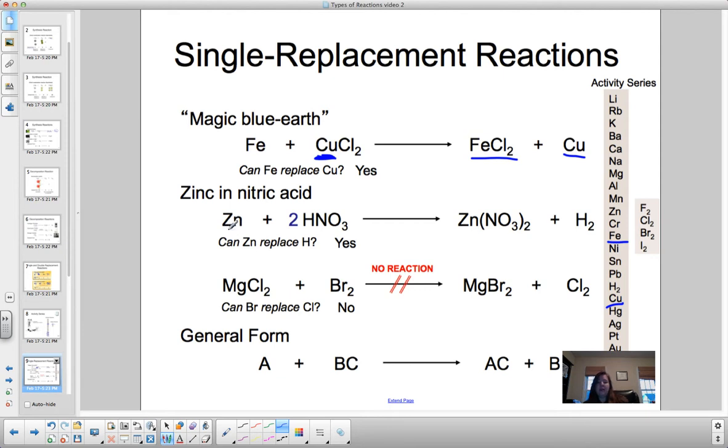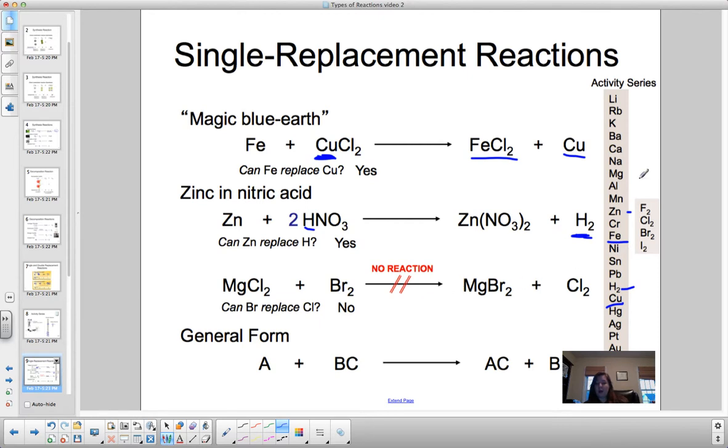Let's look at zinc. Can zinc replace this hydrogen? Let's go take a look. We have zinc here. We have hydrogen here. Yes. So now zinc is going to come together with this nitrate ion to get zinc nitrate, and then we have hydrogen gas as a result. Remember, these can't just be H by themselves. You have to throw a 2 there. It's diatomic.